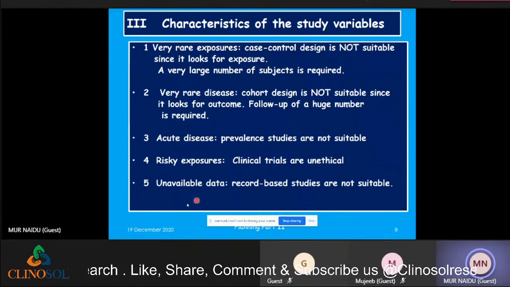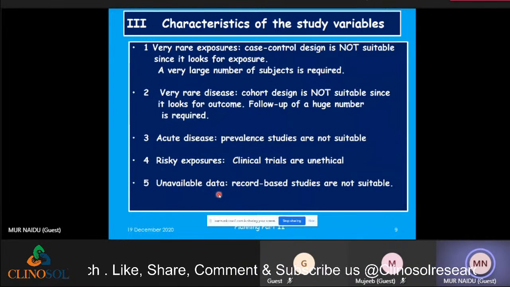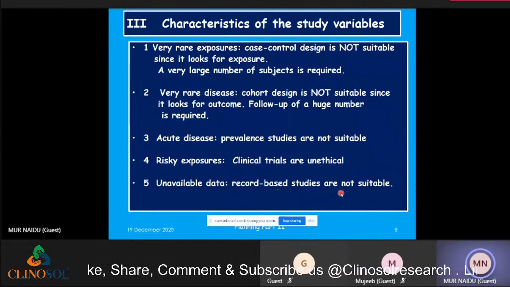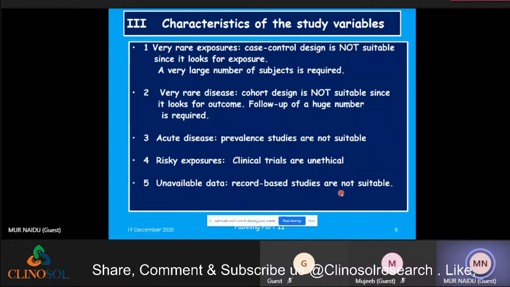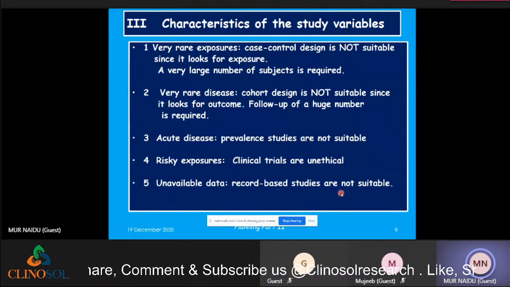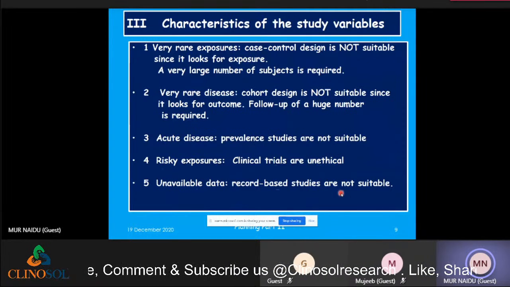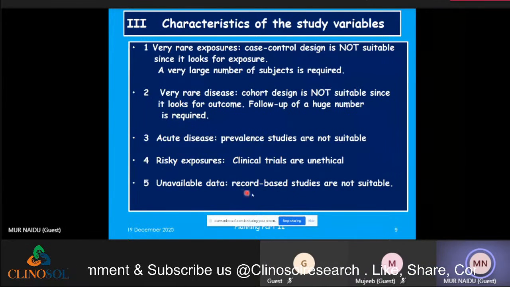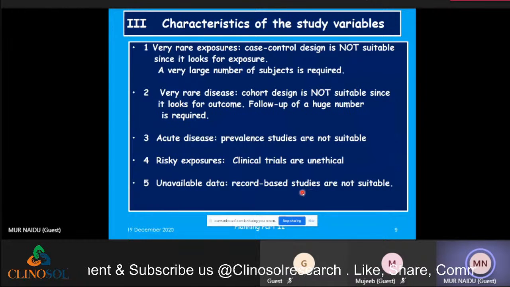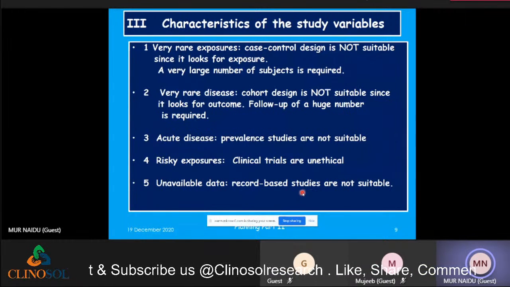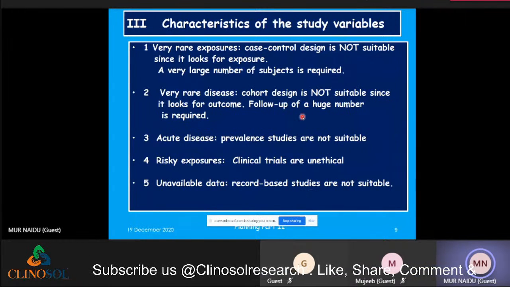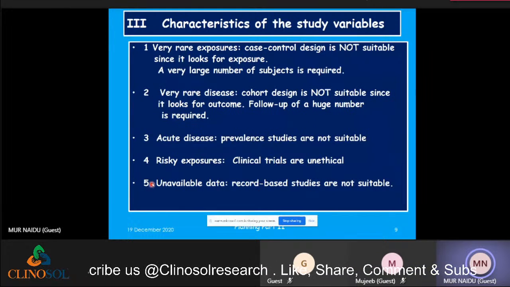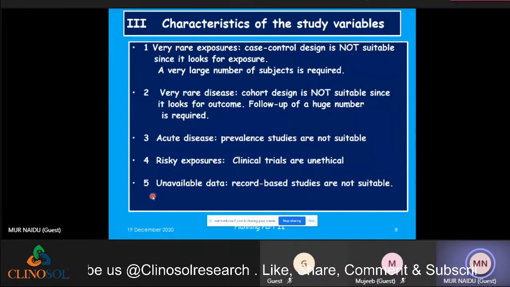The next is that you don't have any data available. Even a case record study is not possible. You take a particular disease you want to study, but the data is not available. At that point of time, if you want to do a record-based study from the hospital, you may not be able to complete it. So you have to remember that depending on the study variable, the type of clinical research also will differ.